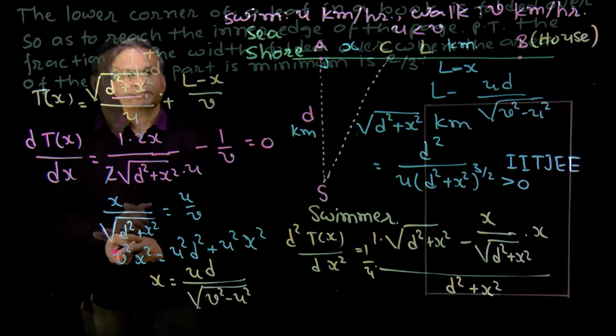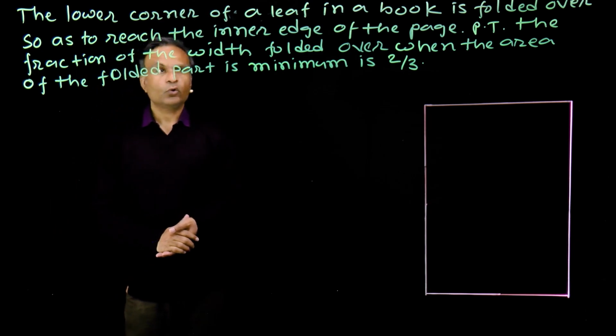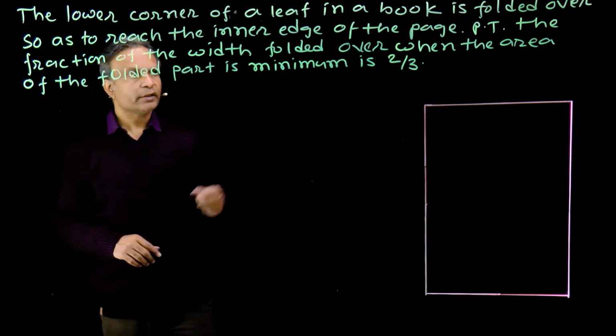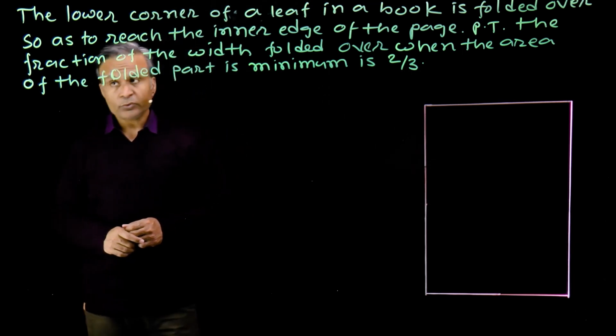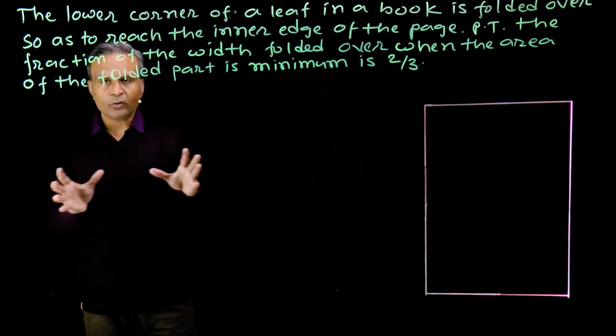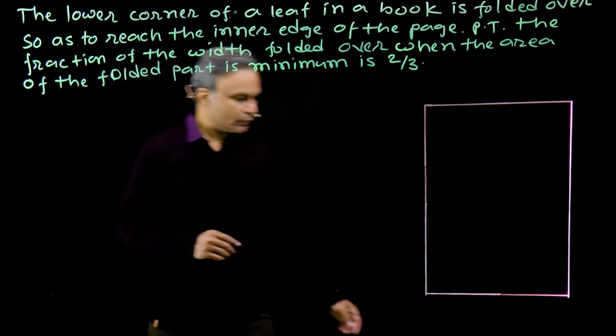लेट्स स्टार्ट नेक्स्ट क्वेश्चन. ओके, नाउ लुक एट दिस वन, वेरी इंटरेस्टिंग क्वेश्चन. क्वेश्चन है द लोअर कॉर्नर ऑफ अ लीफ इन अ बुक इज फोल्डेड ओवर सो एज टू रेज द इनर एज ऑफ द पेज. Then prove that the fraction of the width folded over when the area of the folded part is minimum is 2 upon 3.